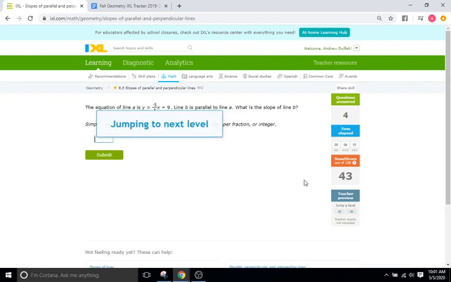So let me skip. The equation of the line is y equals negative 5 over 7x plus 9. Line B is parallel. What is the slope? Okay, well, y equals mx plus b. Negative 5 over 7 is m, which is the slope. If the lines are parallel, that means our other equation is going to have a slope of negative 5 over 7 as well.